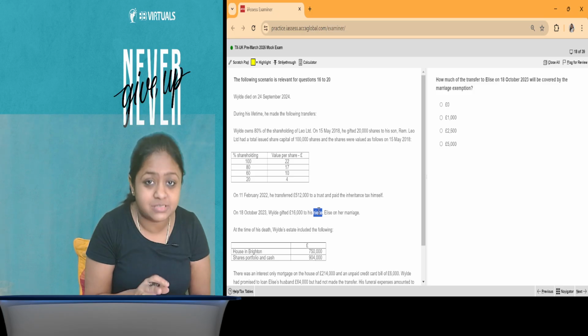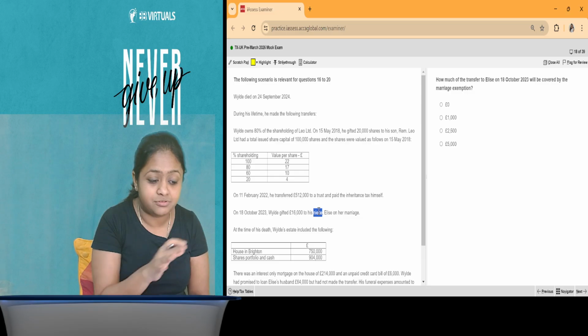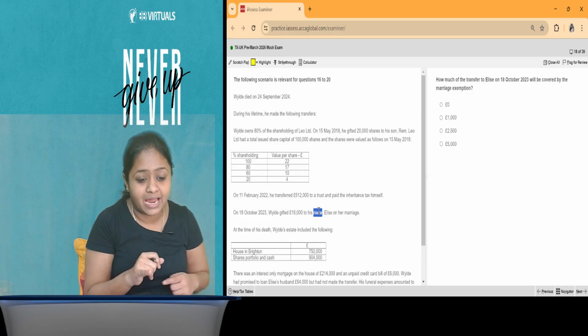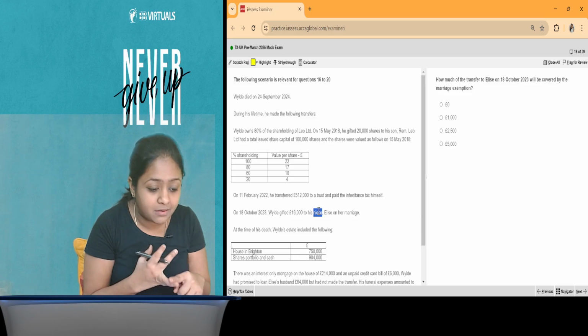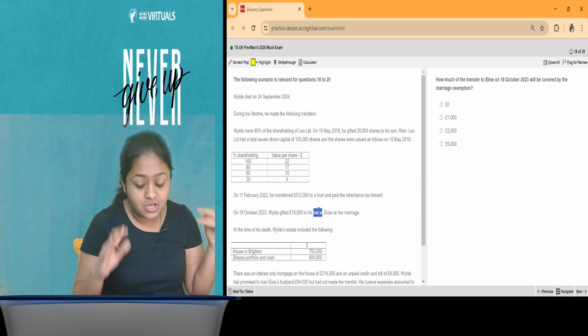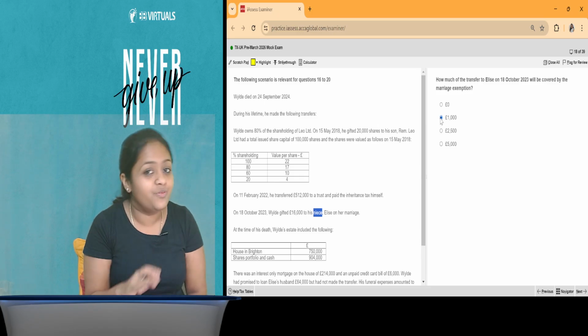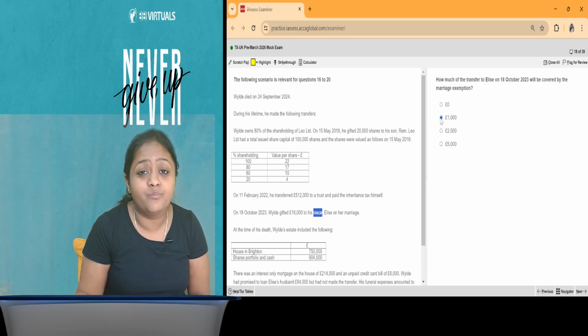Okay, it's not the spouse exemption, sorry. It's the marriage exemption. Wilde is not a grandfather, not a parent, not the groom. So he is in the category of anybody else. So what is the cap on that category? 1,000. So here we'll have the marriage exemption applicable for him, 1,000.